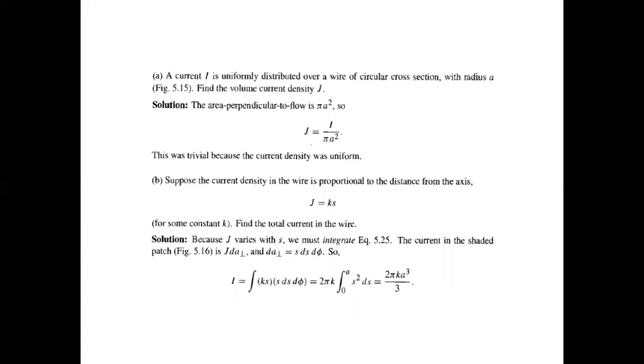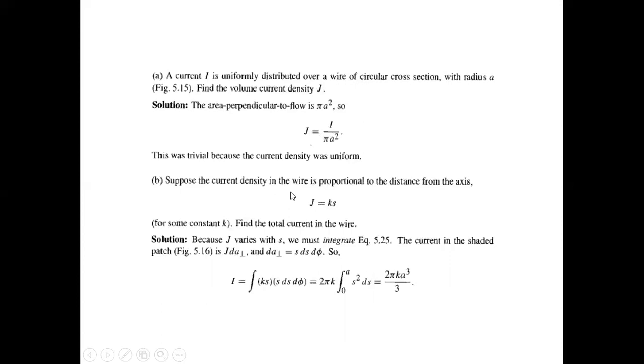This is a small example. A current I is uniformly distributed over a wire of circular cross section with radius a. Find the volume charge density. That's easy because you know the total current is I. Then you just divide it by the area.